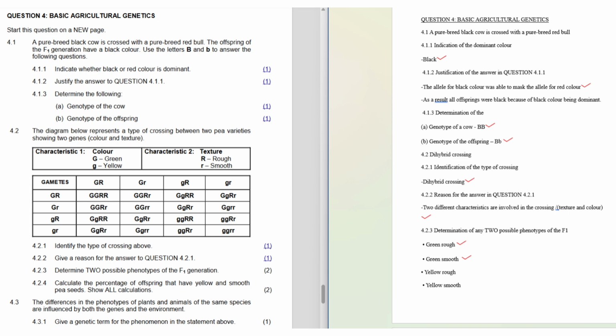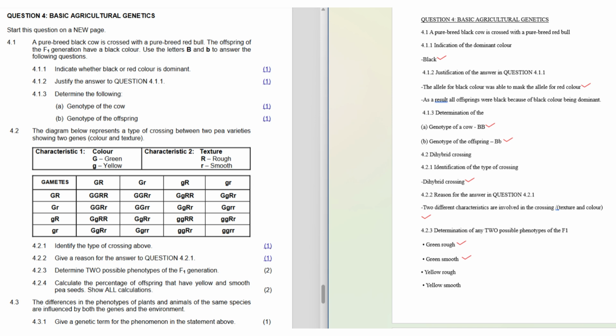Then homozygous dominant GG and homozygous recessive rr. We're going to look at dominant G, which is green, and recessive r, which is smooth. So this makes green and smooth. That's why we wrote green and smooth. So this is the physical appearance that we're looking for. Green and smooth.